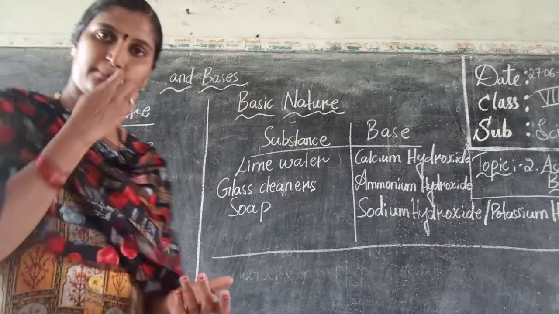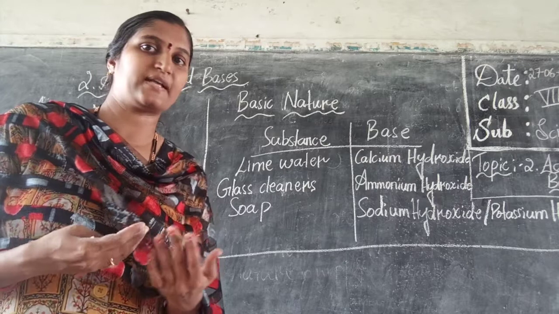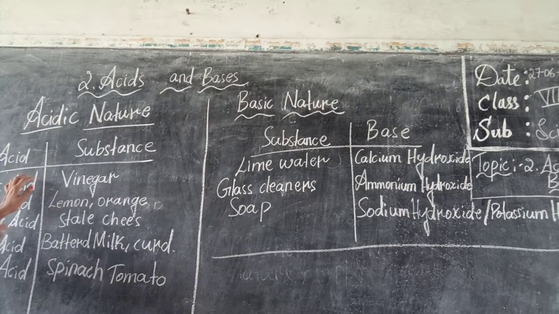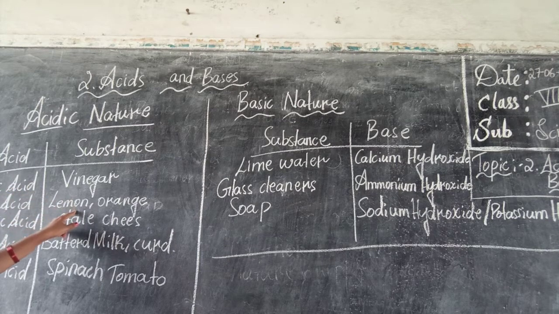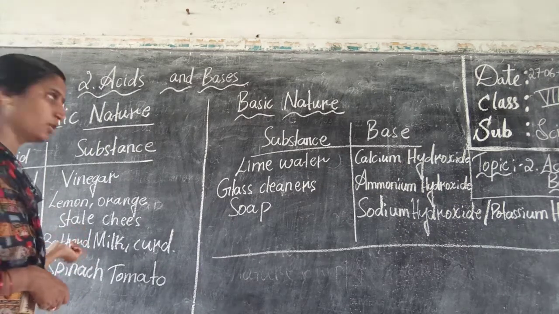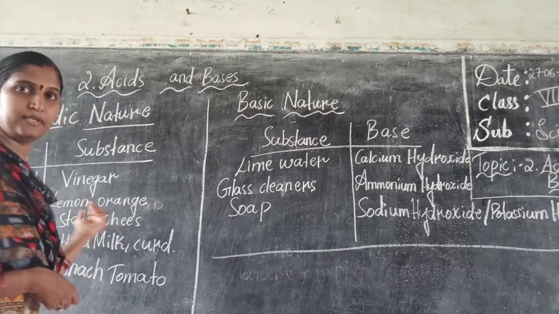Like this, let us discuss some acidic substances and what kind of acids are present in them. Vinegar contains acetic acid. Lemon and orange contain citric acid. Stale cheese contains butyric acid. Buttermilk and curd contain lactic acid. Spinach and tomato contain oxalic acid. These substances contain different types of acids, so they are acidic in nature. As you all know, acids are sour in taste.